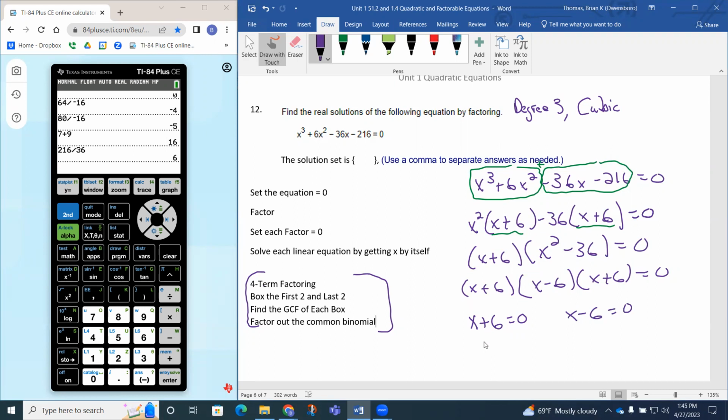So if I solve each one of those, I'm going to get x equals, nope, this comes over, it's going to be a negative 6. And when this comes over, it's going to be a positive 6. So that would be my 2 solutions, negative 6 and 6. So there were 3 solutions. It just so happens the negative 6 occurred twice. So negative 6 comma 6 would be the 2 solutions for that one. So again, you do not have to write the negative 6 twice, just different answers.